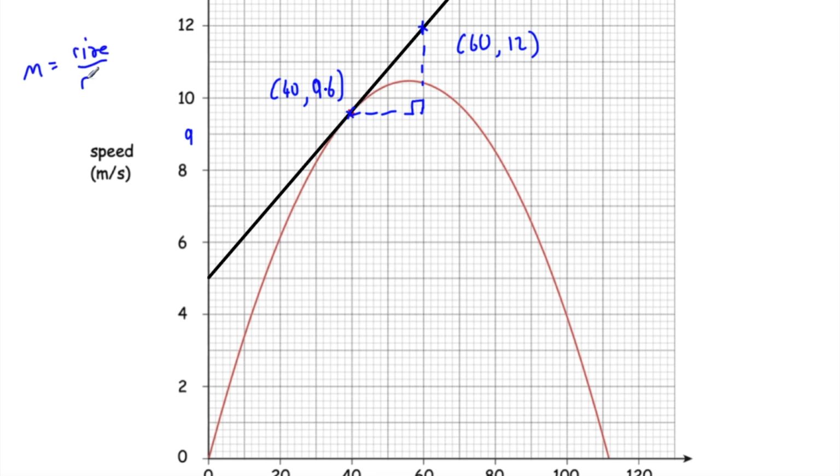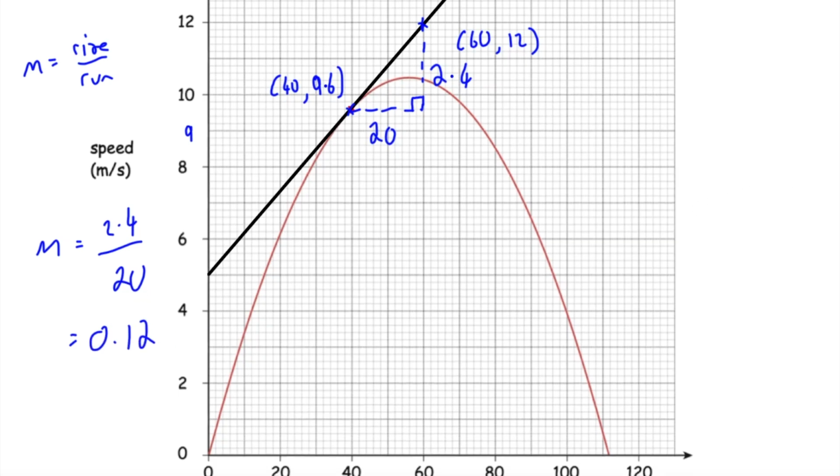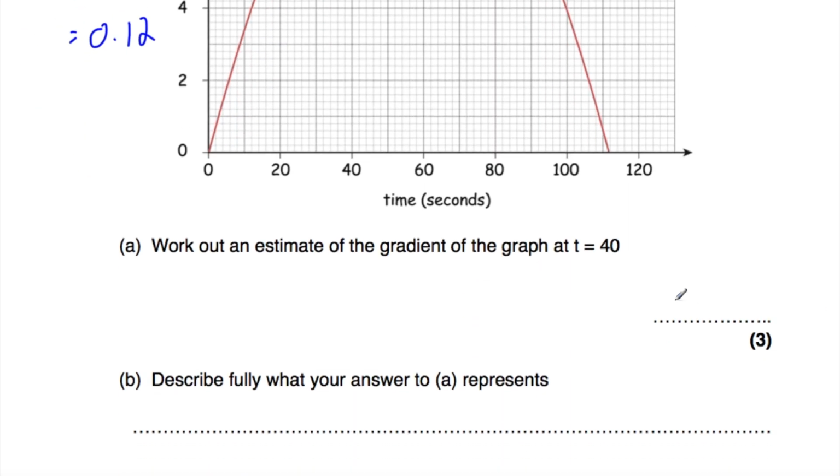And in terms of the run and the rise, the gradient is equal to the rise divided by the run. The run, we're going from 40 to 60, so that's going to be 20. And the rise, we're going from 9.6 up to 12, so it's going to be 2.4. So to find the gradient, we're going to do 2.4, the rise, divided by the run, which is 20. And whenever we divide 2.4 by 20, we get 0.12.